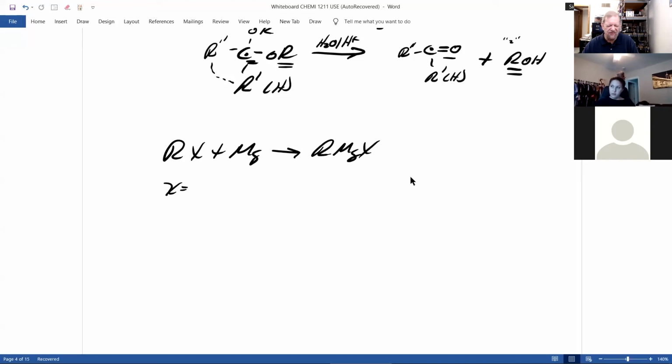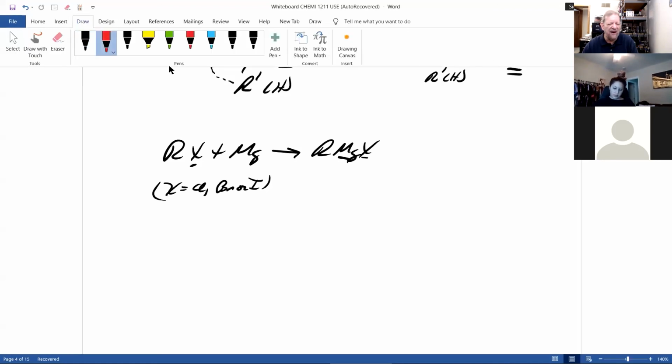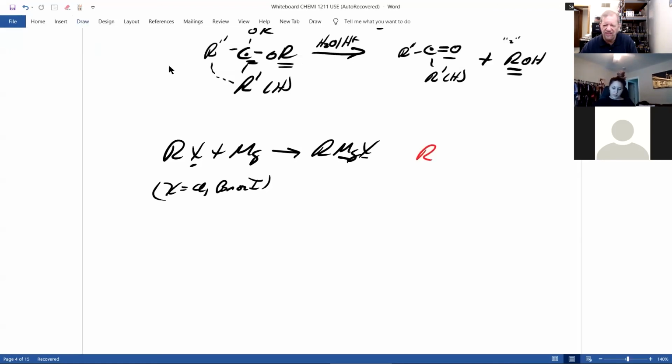And here again, X is chlorine, bromine, or iodine, those three halogens. Now, it's important that the carbon with the halogen has the magnesium, and the magnesium is bonded to the halogen. And I marked this wrong because it is. See, it even says it on the screen, it's wrong. So don't write it this way because I'll give you 0 points.